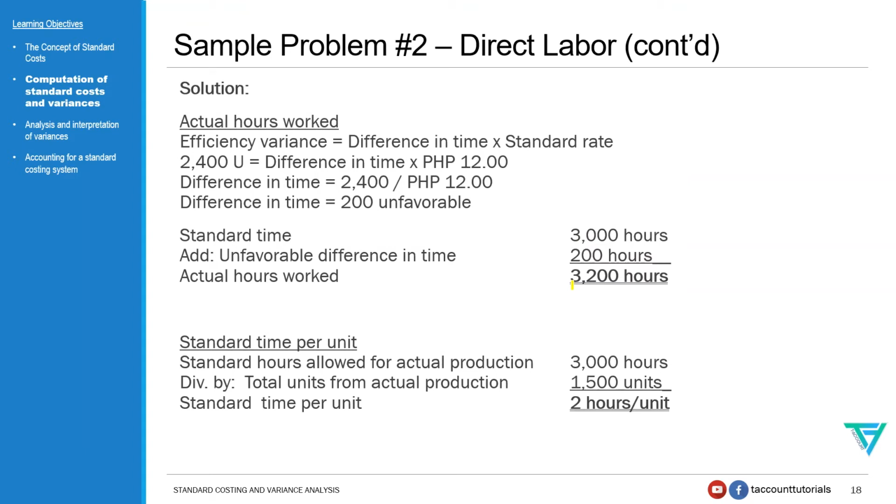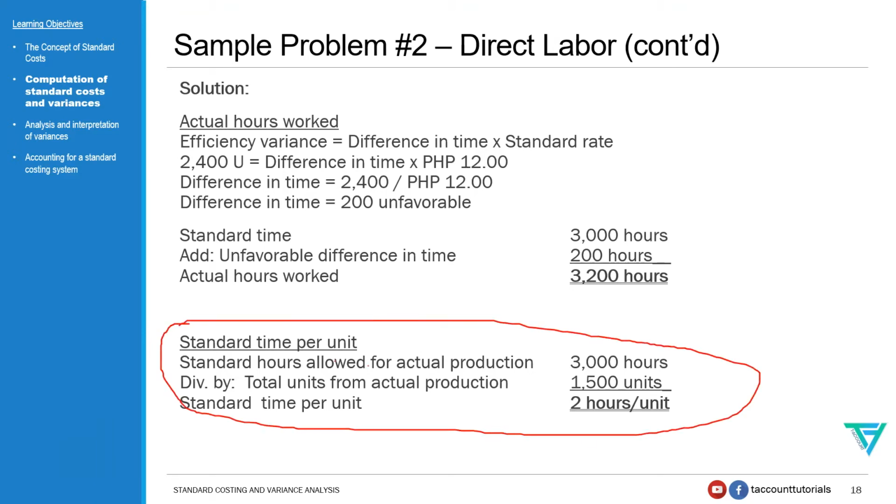So just to break this solution down into its components again, as we already discussed, the second requirement is much simpler than the first, wherein we divide the total hours over the total units from actual production of 1,500, which gives us 2 hours per unit. Okay, so that's done.